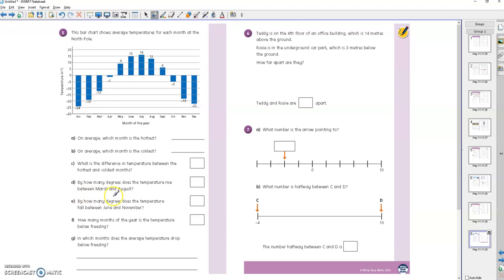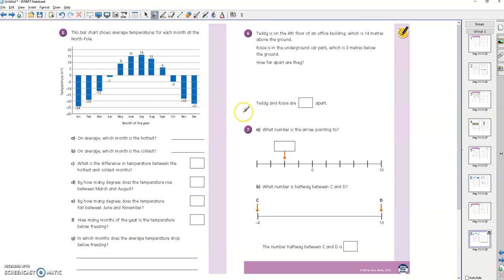How many degrees does the temperature fall between June and November? We've got June here, November there. And how many months of the year is the temperature below freezing? So freezing point is 0. So how many months are below 0? And in what month does the average temperature drop below freezing?